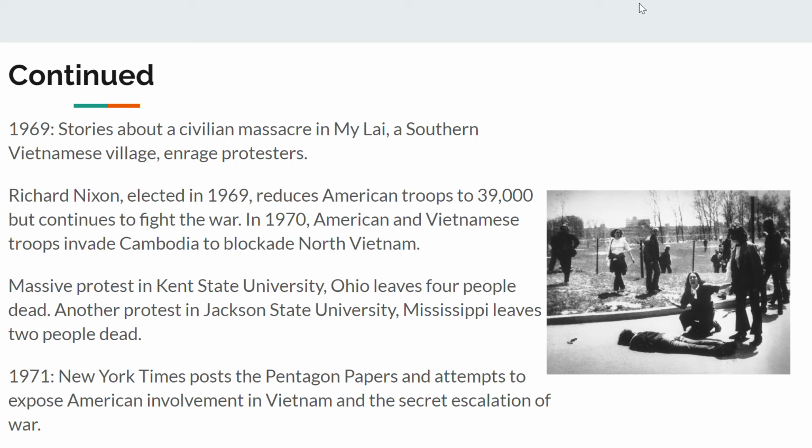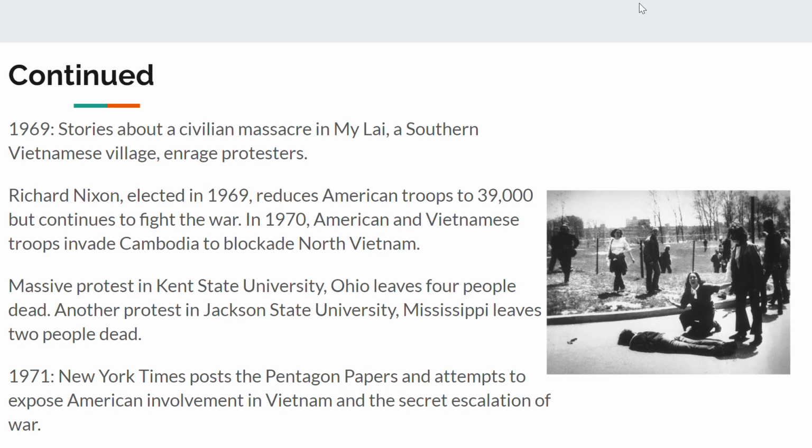In 1969, a story leaked about My Lai, a southern Vietnamese village, and it was a massacre by American soldiers of civilians in that village, and this immediately enraged protesters. Richard Nixon, who was elected in 1969, reduces American troops to 39,000, but there is no end to the war, and in 1970, American and Vietnamese troops actually invade Cambodia to block North Vietnam. In response to this invasion, there's a massive protest at Kent State University, Ohio, which leaves 4 protesters dead, and there's another protest at Jackson State University, and it leaves 2 people dead.